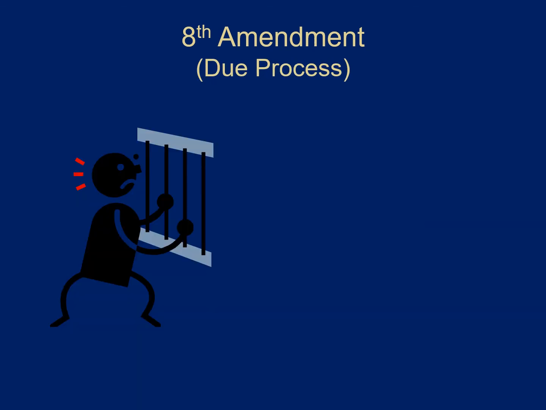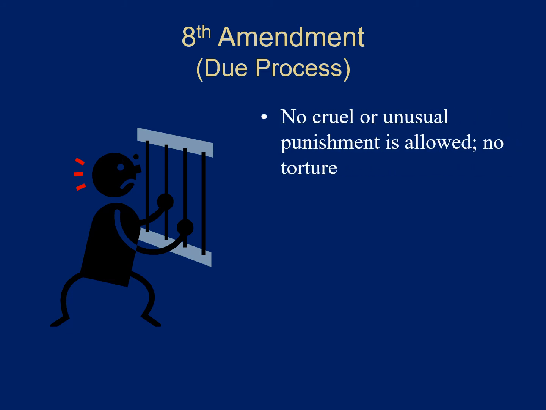I'm going to skip the Seventh Amendment, go straight to the Eighth. The Eighth is pretty straightforward. It protects us against cruel and unusual punishment. For example, the government can't torture us. Also, the punishment for a crime should fit the crime.